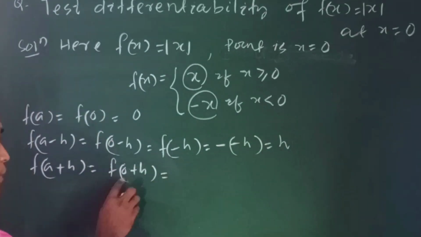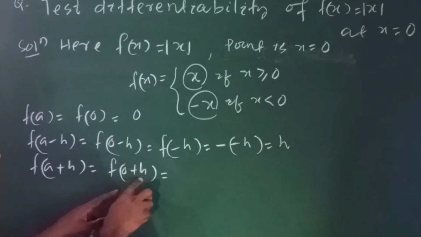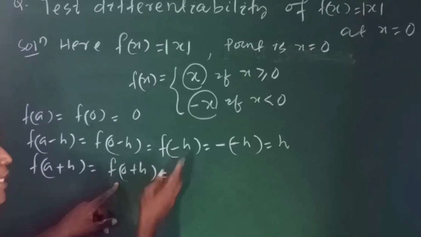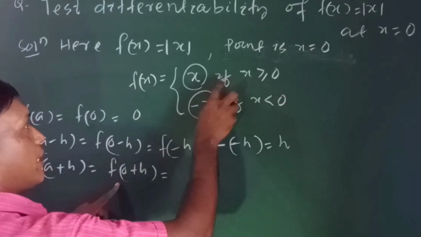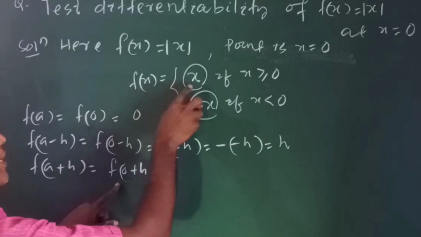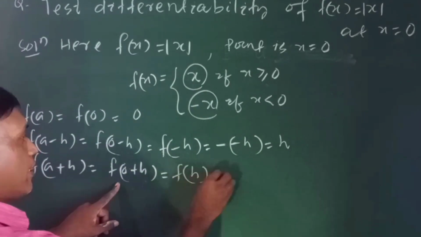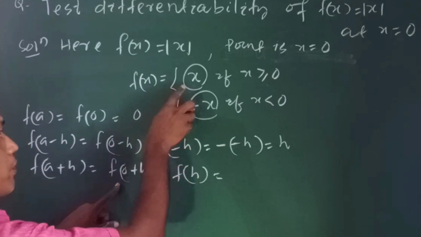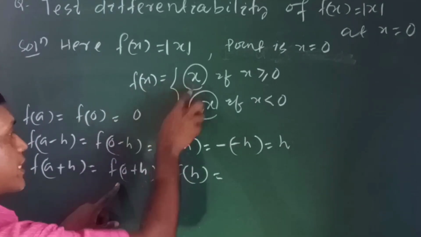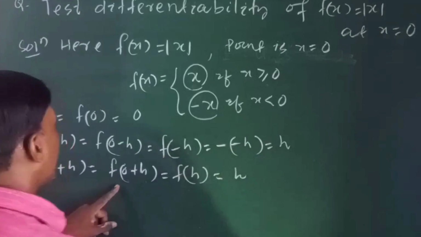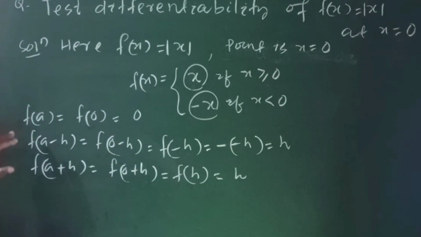Now f of 0 plus h. 0 plus h means x greater than 0. 0 से बड़ा है तो where x greater than 0? Here. If x greater than 0, then f of x is x. So f of 0 plus h means f of h. This value can be obtained from here. So if f of x is x, f of h is h. So ये 3 things f of a, f of a plus h, f of a minus h, ये हमको मिल गया.